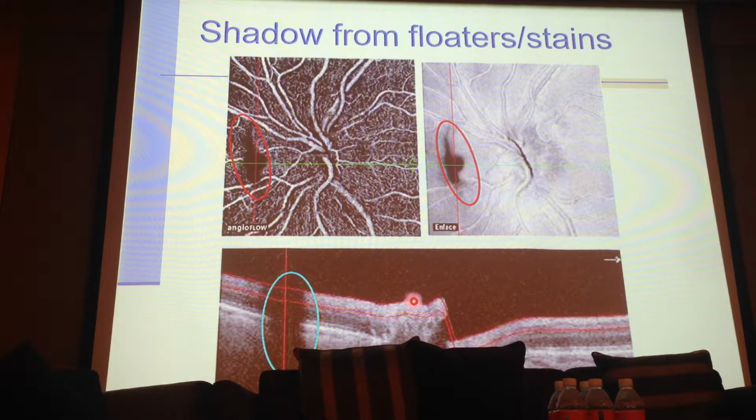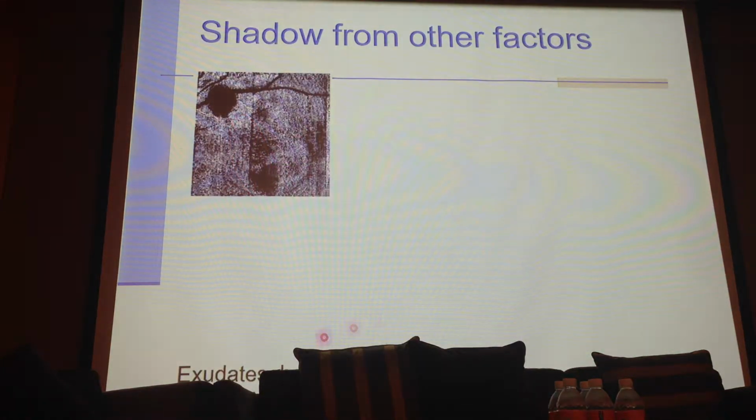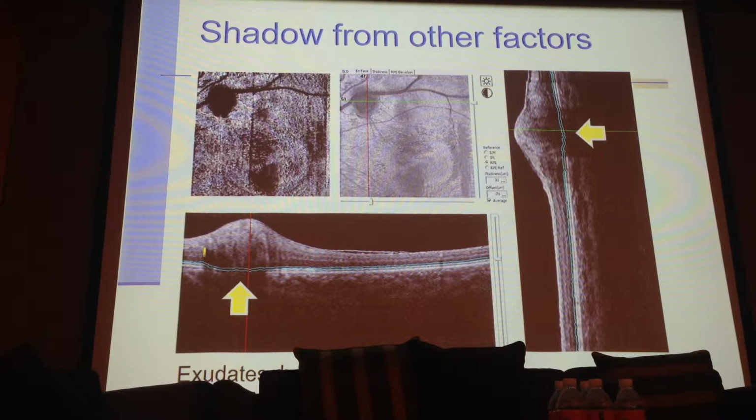So that's how we can identify what is real non-perfusion or whether it's an artifact from floaters or stents. And in some other cases, the shadow could be coming from floaters, stents, or some other factors, for example high density exudate or high density hemorrhage. So we can always appreciate this dark area compared with the en face and the B scan. We can identify these shadows.